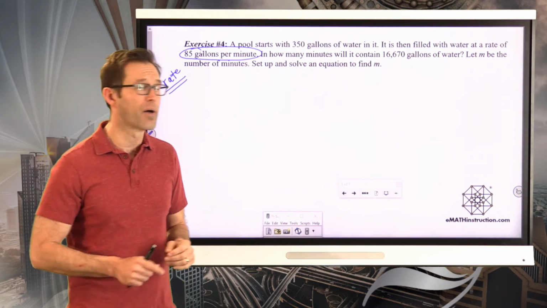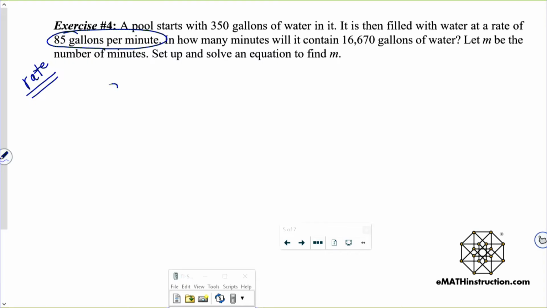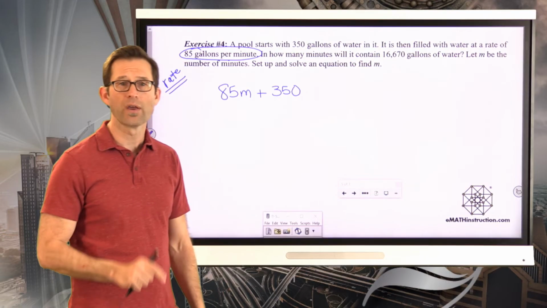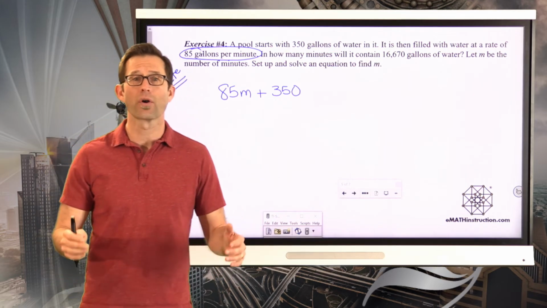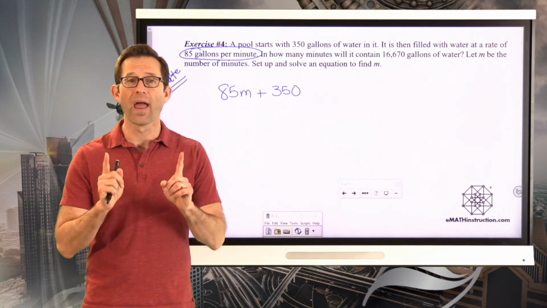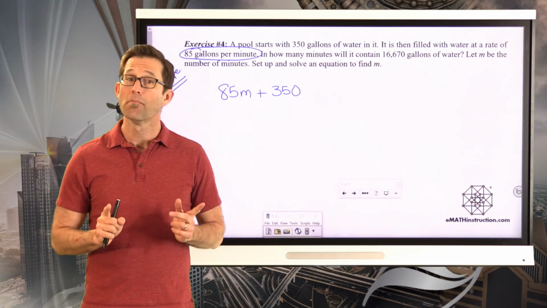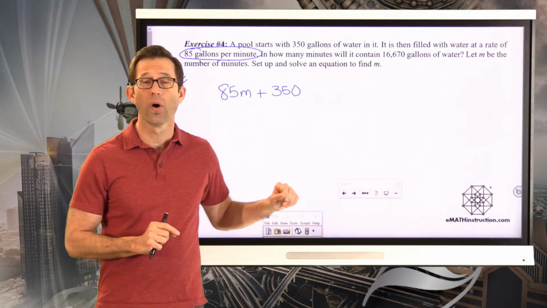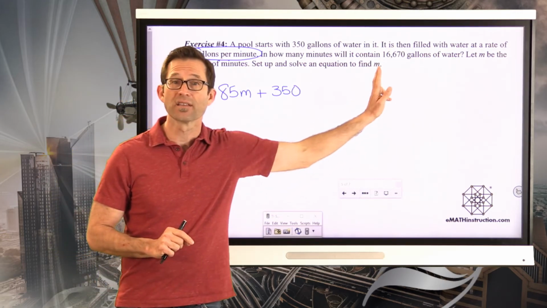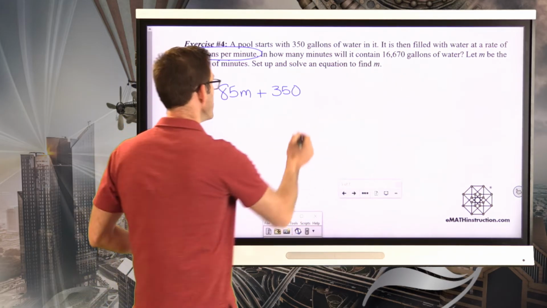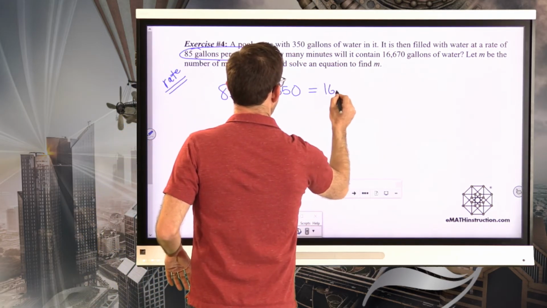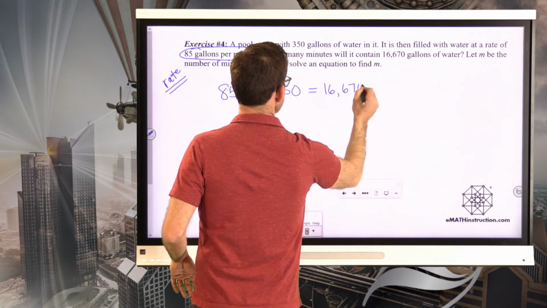Well, we can write that down as an expression, right? That would be 85 times m, right? 85 is the rate times the time, plus then the 350 gallons. That expression, not equation, that expression will tell us how much water is in the pool after m minutes. But if I want to know how much water was in the pool, or sorry, how many minutes it took to get 16,670, then I will simply write this down.